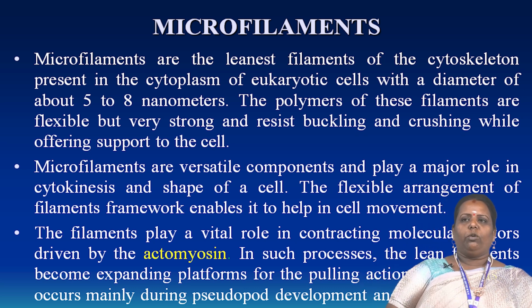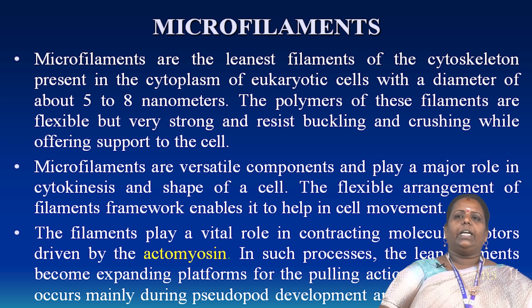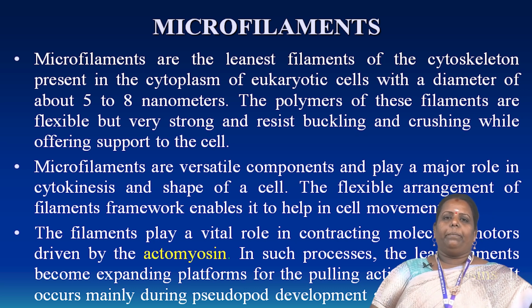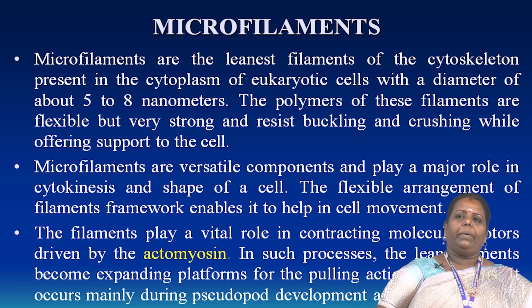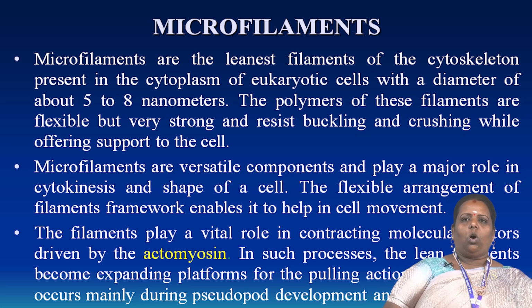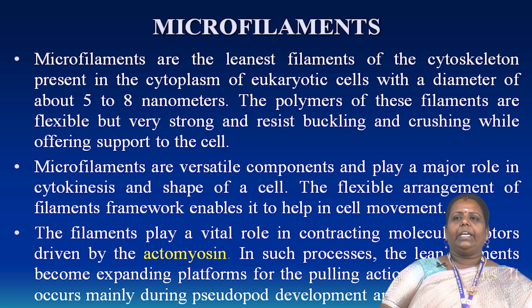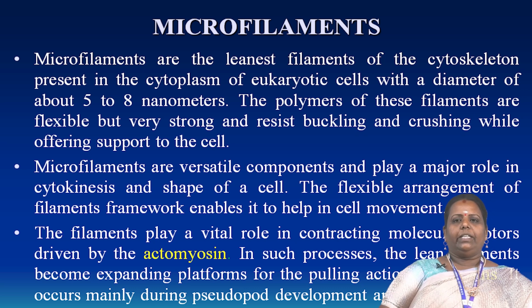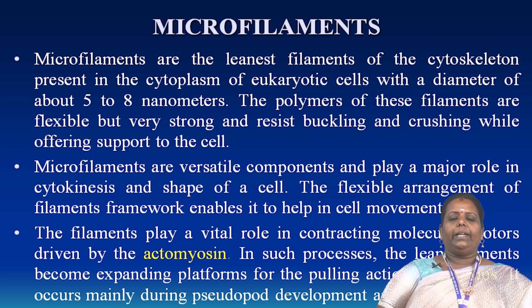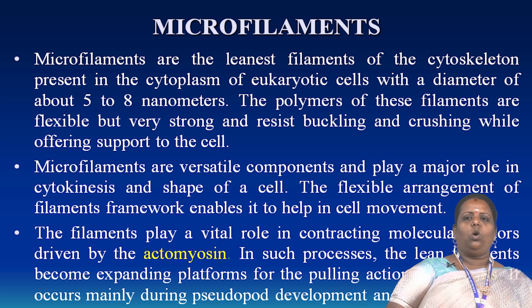It is present in the cytoplasm of the eukaryotic cell with a diameter of about 5 to 8 nanometers. We can measure in meters, nanometers, and millimicrons. The polymers of this filament are flexible but very strong and resist crushing while offering support to the cell. Microfilaments are versatile components and play a major role in cytokinesis and the shape of the cell. The flexible arrangement of the filaments forms a framework that helps the cell move from one place to another.